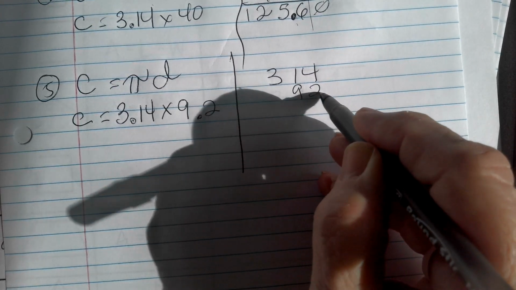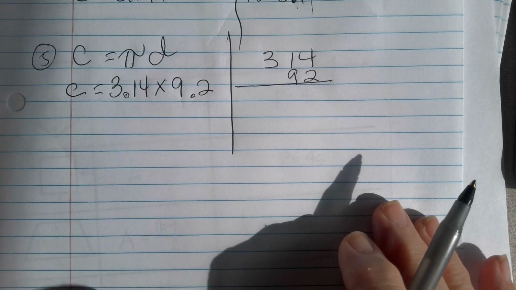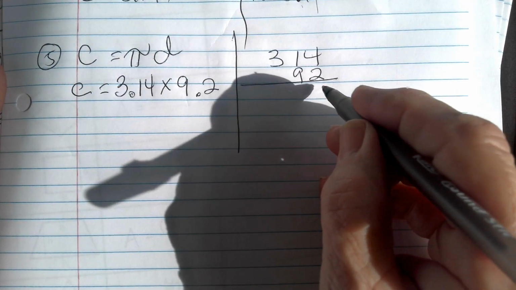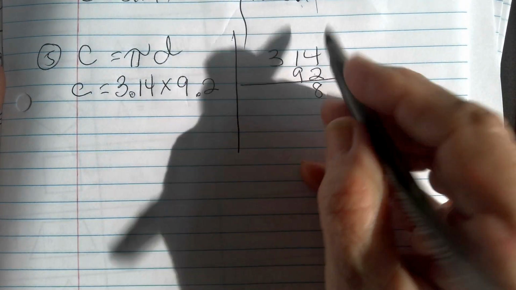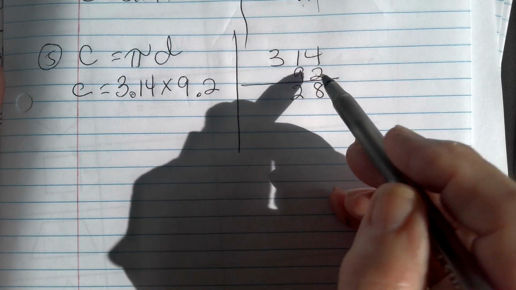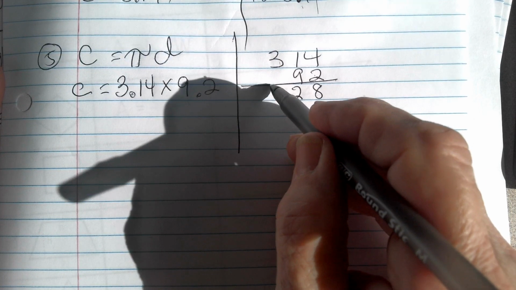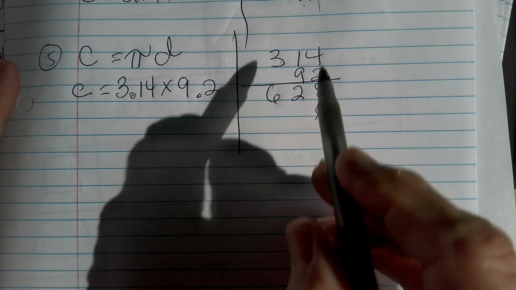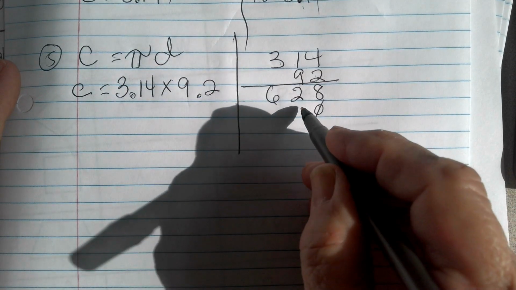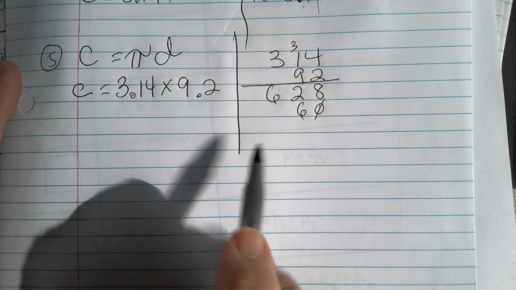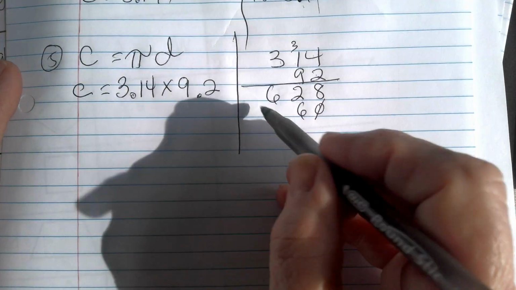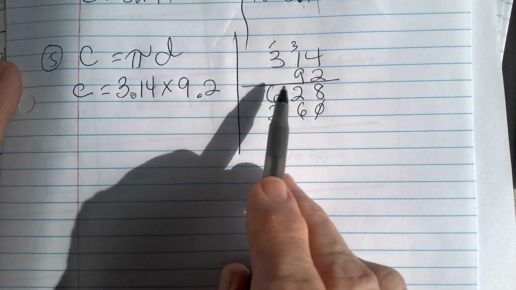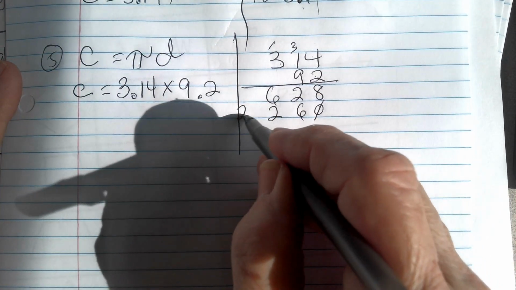314 times 92. Work it without the decimal. 2 times 4 is 8. That's 2. Johnny, get this down. Then I'm done with the ones column. So I'm going to work with the 9. 9 times 4 is 36. 9, 10, 11, 12. 27, 28. I think it's going to be that 28 one.